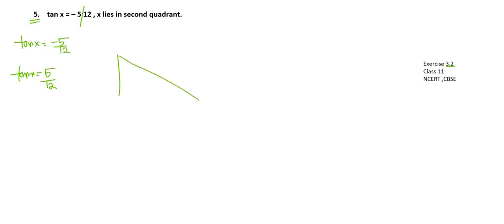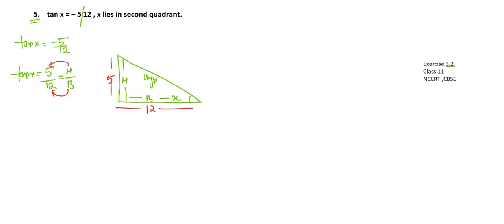Make a triangle, thinking this is an angle x. This is 5 by 12. So what is the formula for tan? The formula for tan is height by base. If I think this is the height of the triangle and this is the base of the triangle, then this will be the hypotenuse. So this should be height and this should be base. Correct. So height is 5 and base is 12.